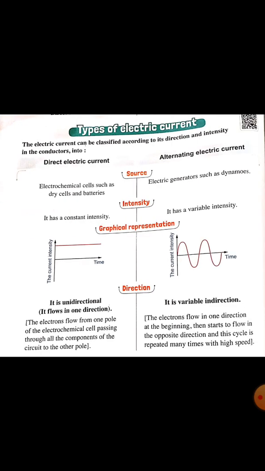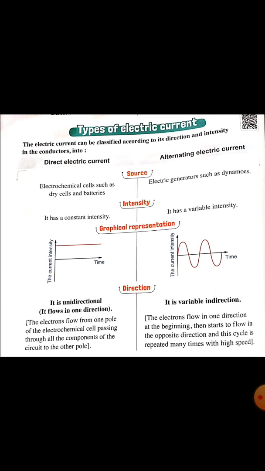We have two types, direct and alternating. Here, we have some points of comparison between them to know the difference between them. Point number 1, source. Let's start with direct electric current. Here, the source, as we said a while ago, is batteries, electrochemical cells. This type of electric current, its intensity is constant. In addition, it moves in just one direction. It flows in just one direction.